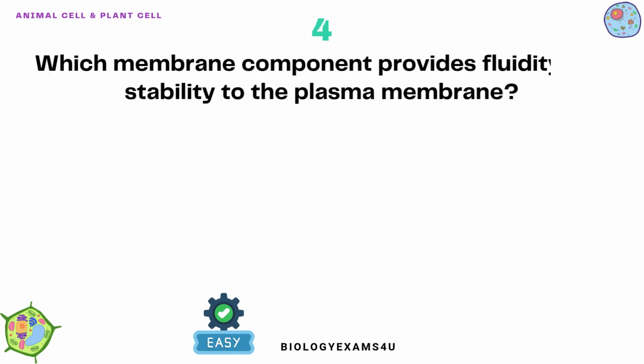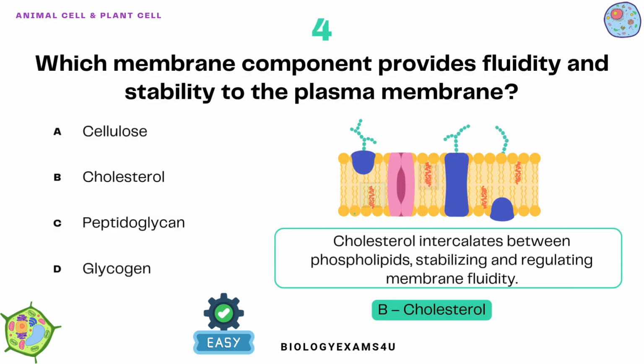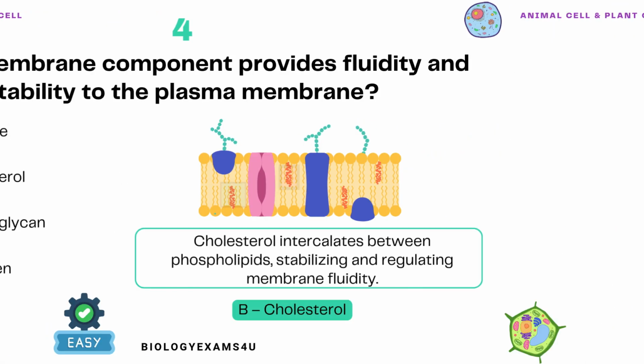Question number 4. Which membrane component provides fluidity and stability to the plasma membrane? Cellulose, cholesterol, peptidoglycan, glycogen. The answer is cholesterol. It intercalates between phospholipids, stabilizing and regulating membrane fluidity.